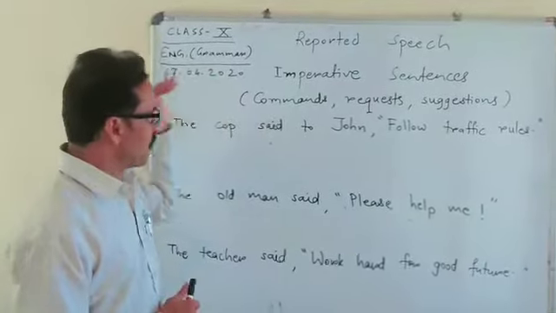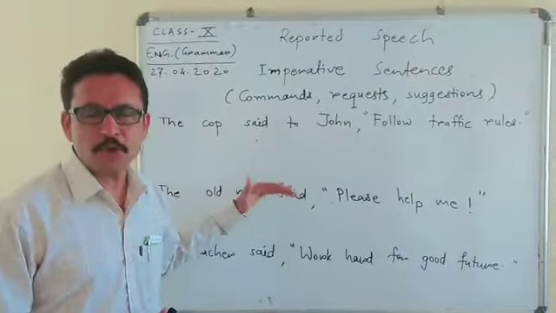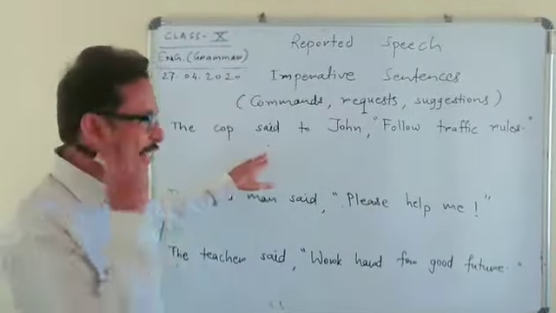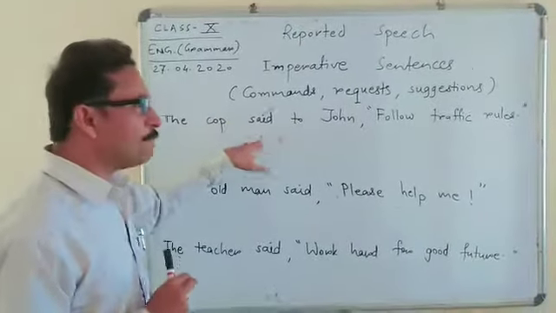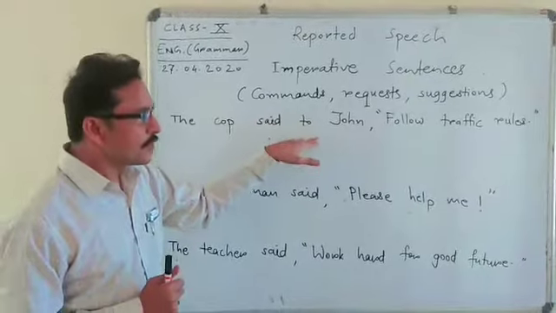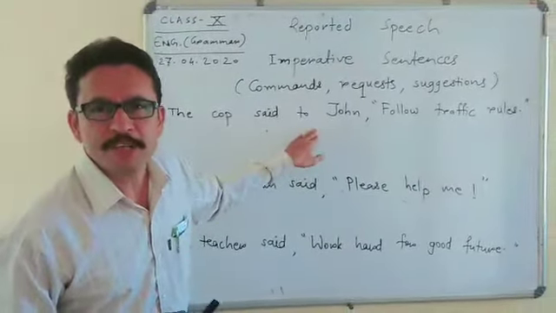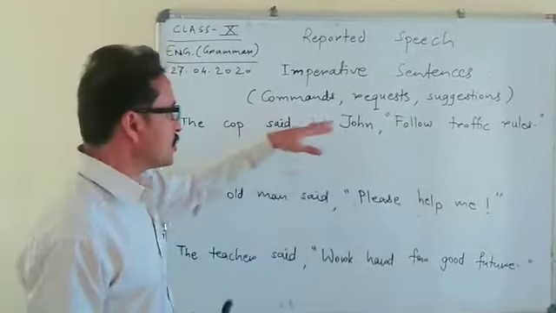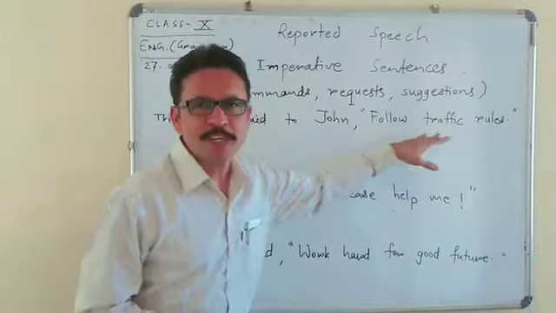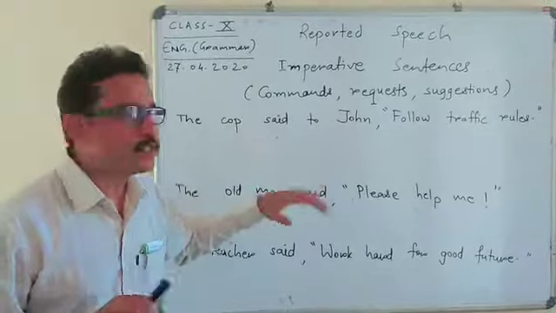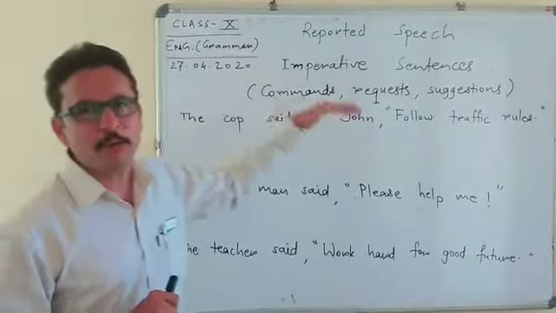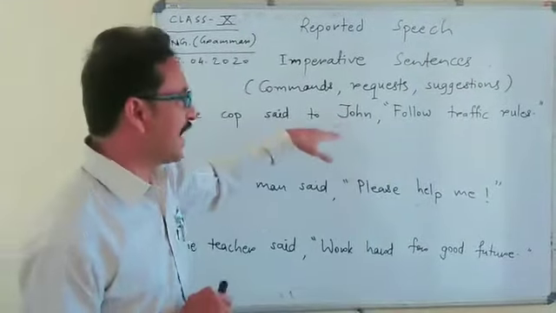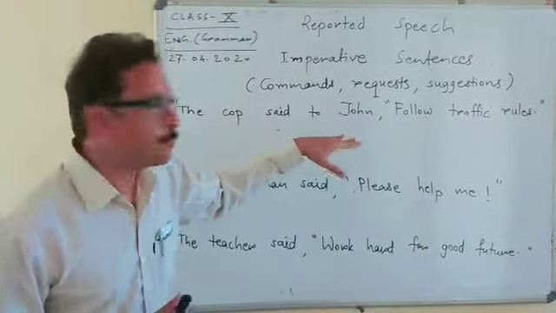So I have written 3 sentences on the board, and we will see how to transform them into indirect speech. Now first, the cop said to John, "Follow traffic rules." Now this is direct speech. Now why is this direct speech? Because "follow traffic rules", these are the exact words of the speaker, the cop, and we quoted it in double inverted quotation marks without making any changes. That is why this is direct speech.